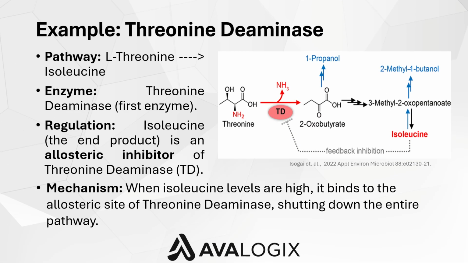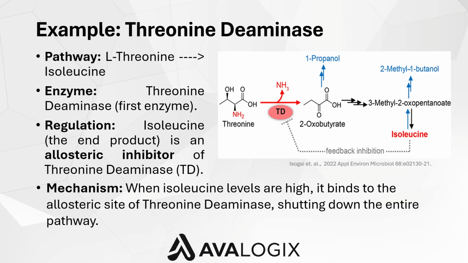Let's put this concept into a concrete biological example. Consider the metabolic pathway for synthesizing the essential amino acid isoleucine, starting from another amino acid, threonine. The first enzyme in this multi-step pathway is called threonine deaminase. This enzyme catalyzes the first irreversible or committed step in the pathway, the point of no return. Therefore, it is the perfect control point for the entire pathway.